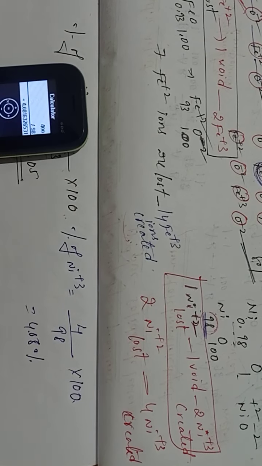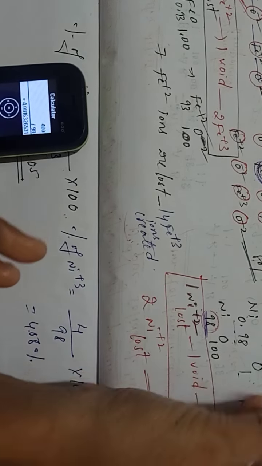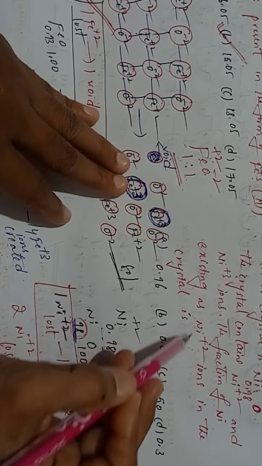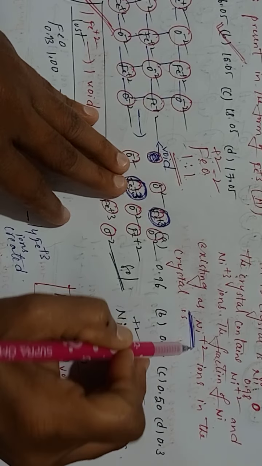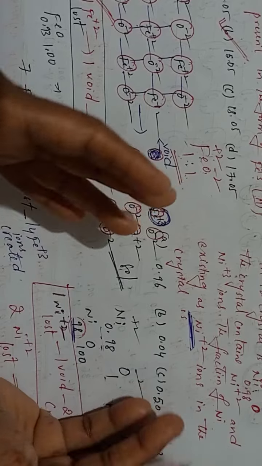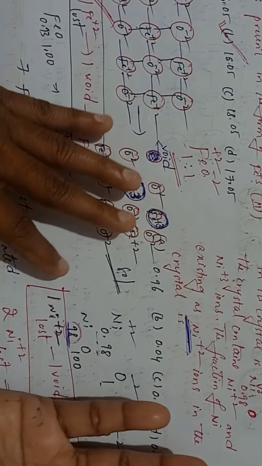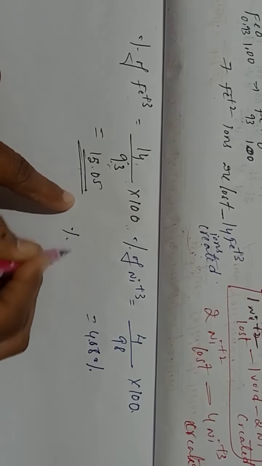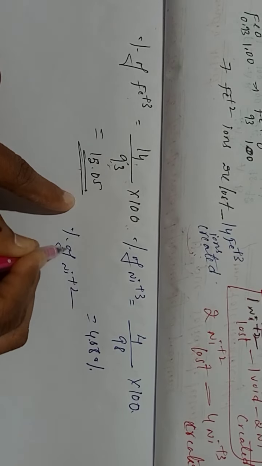Now what are they asking in the question, students? The fraction of nickel existing as Ni plus 2 is asked. So in the form of Ni plus 2, they're asking the fraction of nickel. Now I'm going to calculate the percentage of Ni plus 2, students. This is Ni plus 3 I calculated. Suppose I want to calculate the Ni plus 2 percentage also. How to find it?